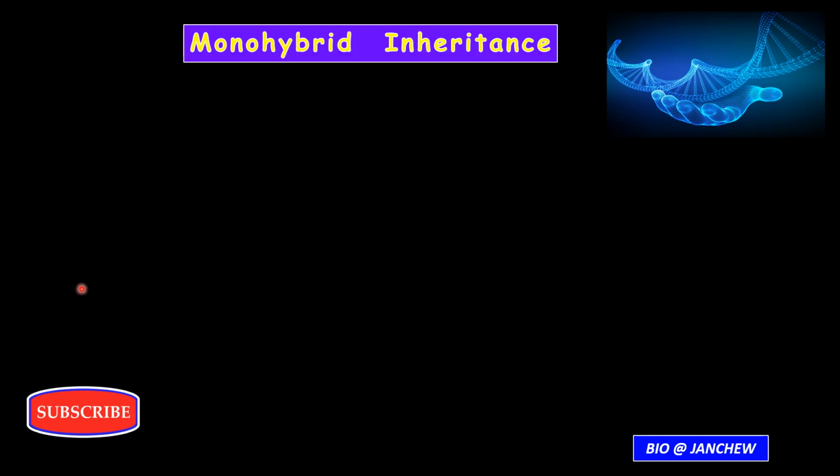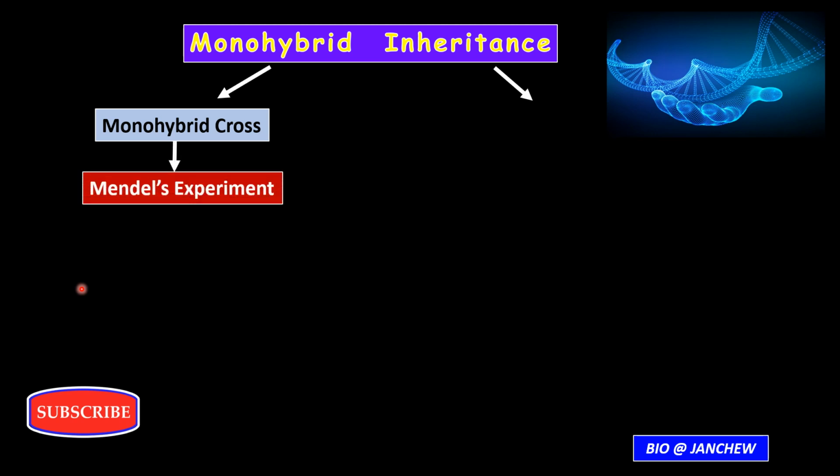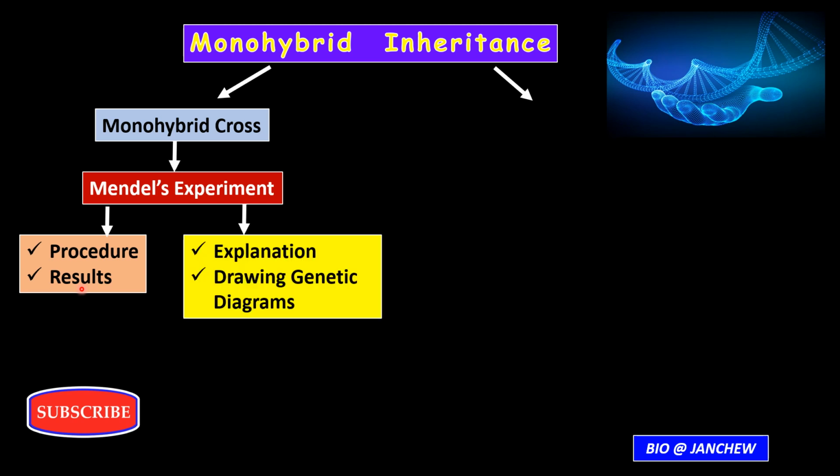So let's begin. Let us look at an overview of what we are going to study today. We will be discussing monohybrid inheritance, and we'll find out the meaning of the term monohybrid cross or monohybrid inheritance. So we will study one example of monohybrid cross, that is Mendel's experiment on the pea plant. So we'll discuss the procedure involved and his results. Next, we will try to explain his experiment, and we will be drawing a genetic diagram. So in the process, we will also be learning some terms.